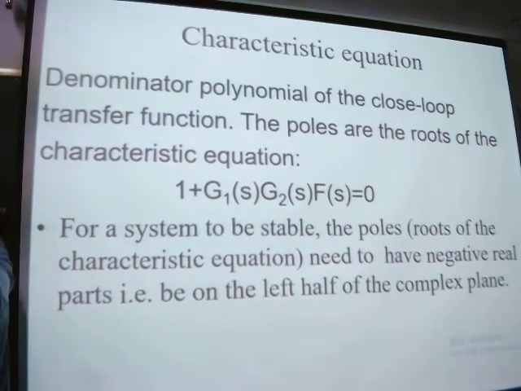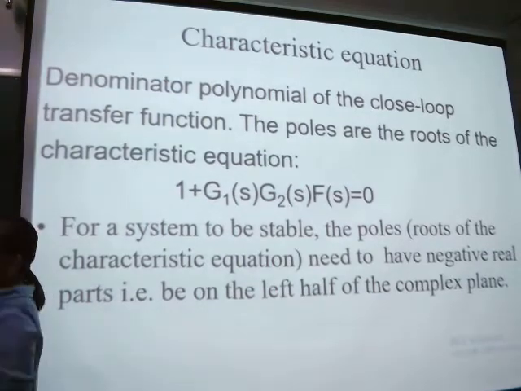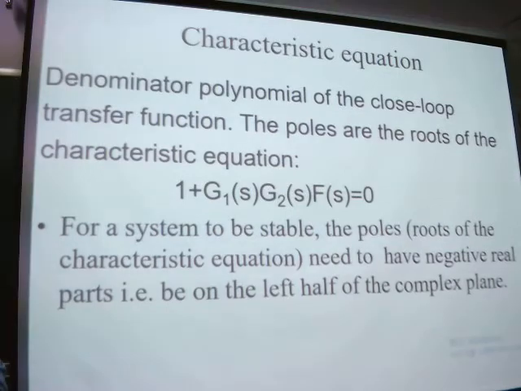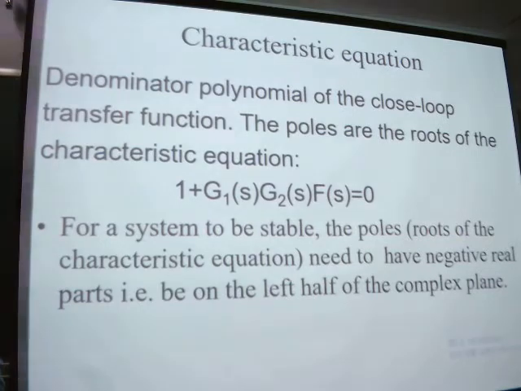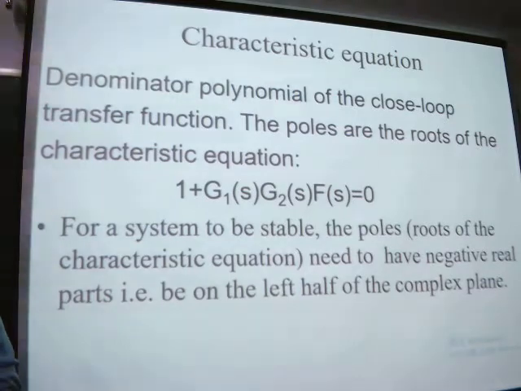This G is the gain and this H is the feedback. So in this figure we can see here this G is G1 G2 and H is F. So the denominator polynomial of the closed loop transfer function is 1 plus G1 G2 F(s) equals 0. That is the characteristic equation.